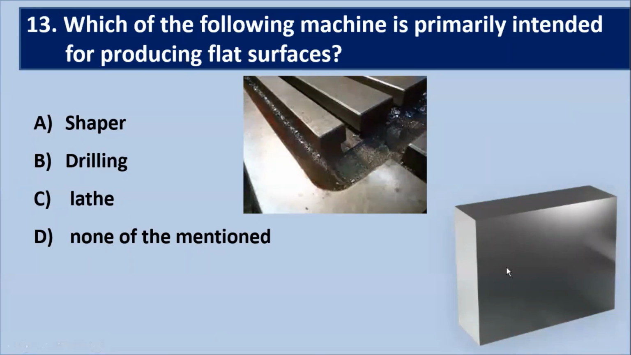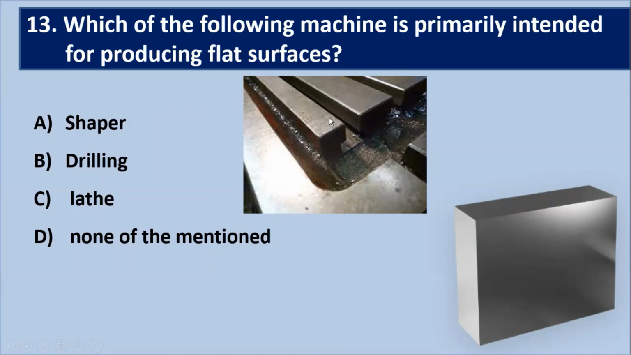You can see, again, I showed one job where we are producing very accurately flat surfaces. Here also the flat, this is a table of the machine, okay? Basically a shaper or even the planer machines also, right? So in that case, again, we can produce the flat surface.